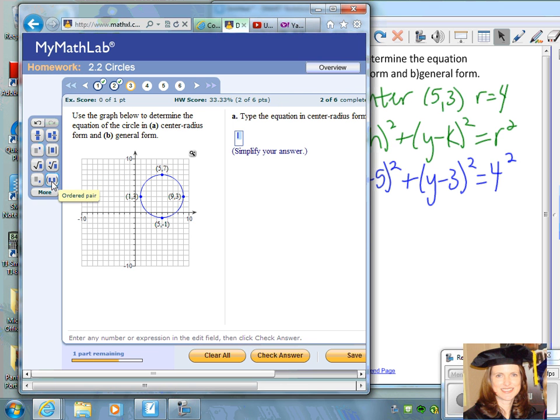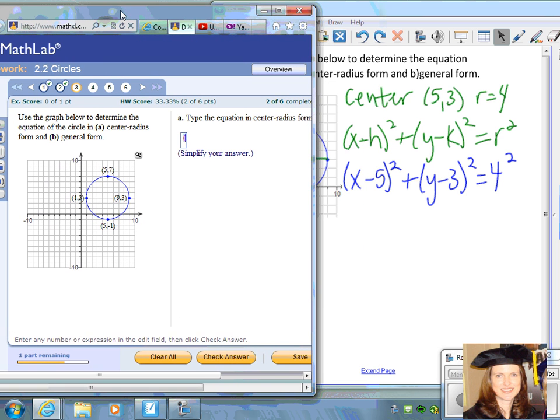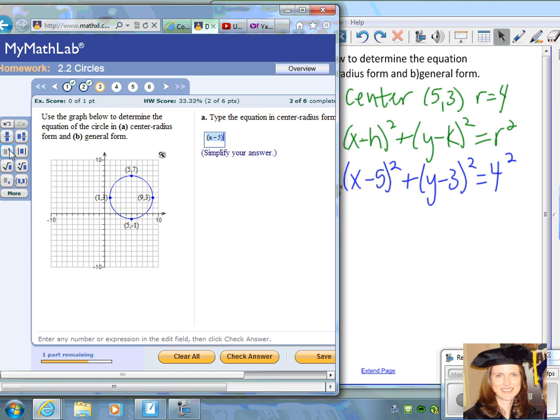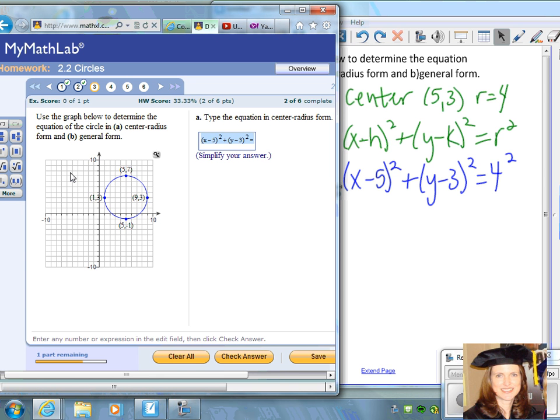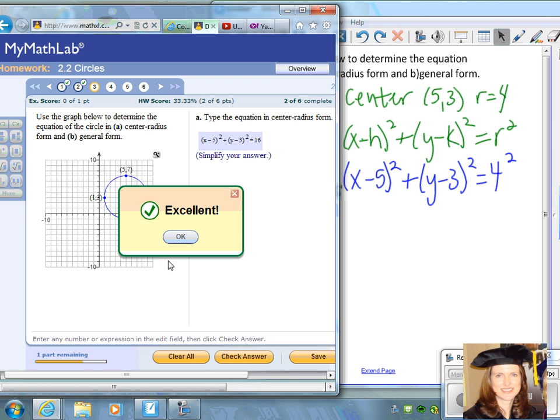Let's get this over so I can see. Parentheses, x minus 5, close the parentheses, squared, plus, in parentheses, y minus 3, close the parentheses, squared, equals 4 squared. I'm going to write 16. Excellent.